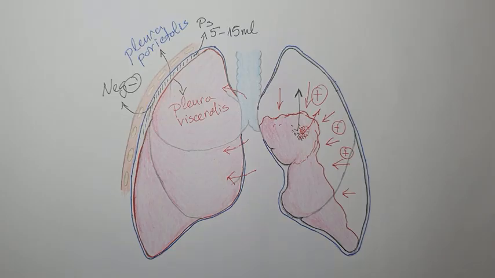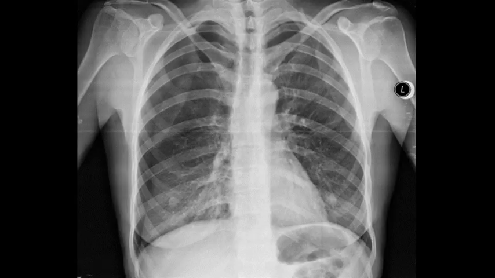So now we will go and analyze actually some X-ray example of pneumothorax. So here we have an X-ray of the thorax, and this is a pathological X-ray, but first we will look at the healthy side. So the left side here is healthy. There is nothing interesting here.